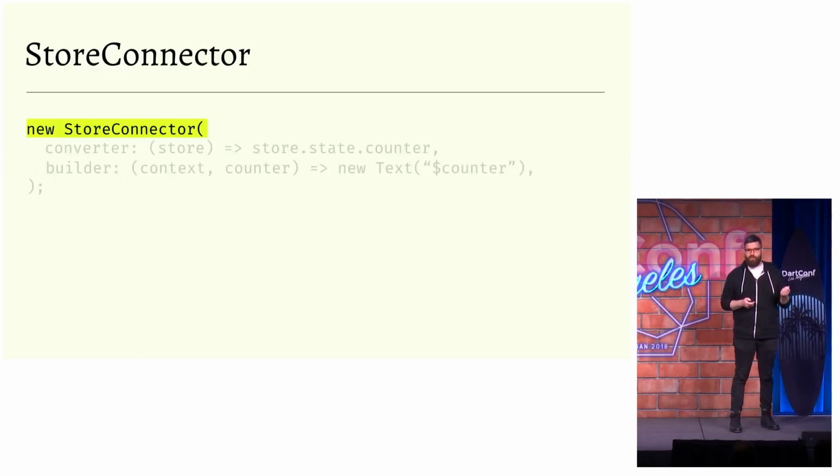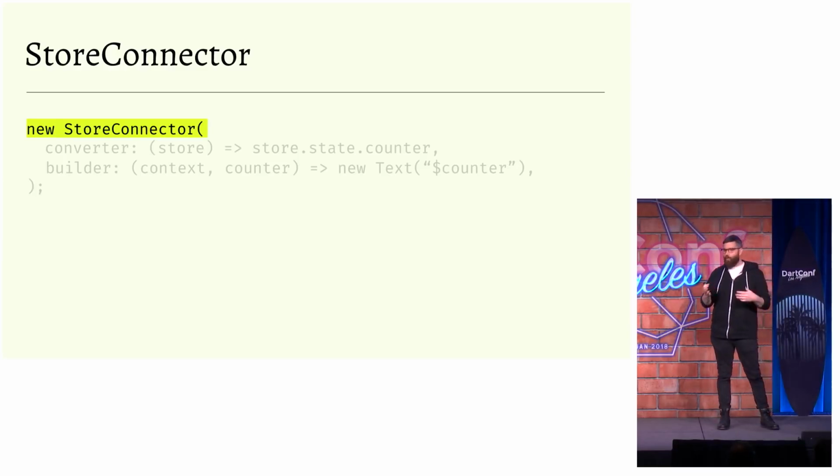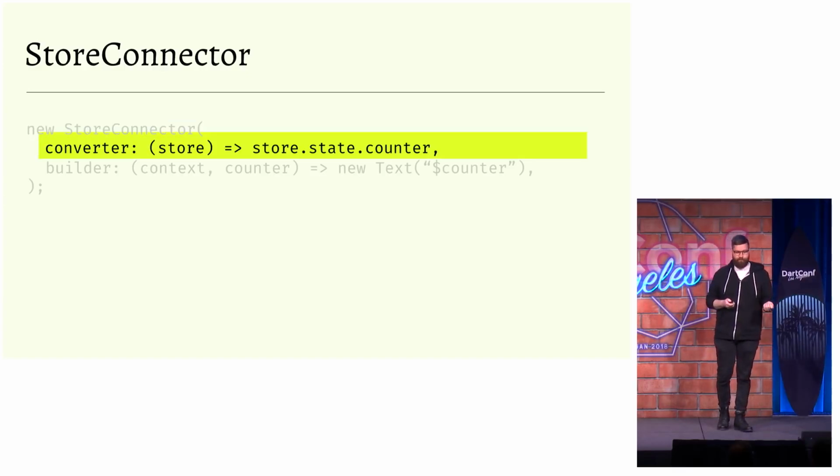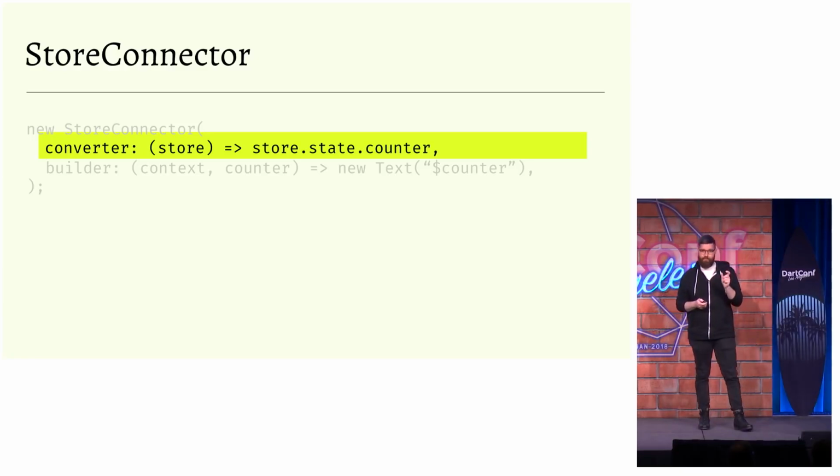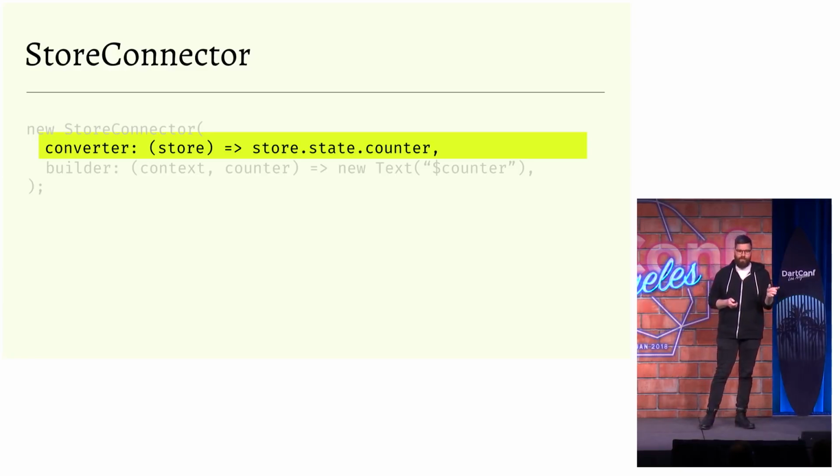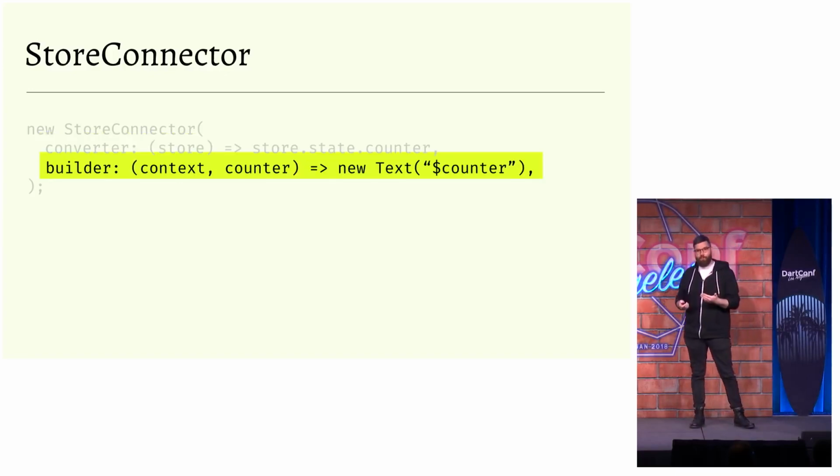So this is where we'll introduce another concept from Flutter Redux, which is called the store connector. This widget is hopefully pretty simple, but it has 2 required parameters. The first parameter is what's called the converter. This will be given the full store, and you can convert that into some type of view model. In this case, our widget only cares about the counter, so we'll just extract the counter out of the state.